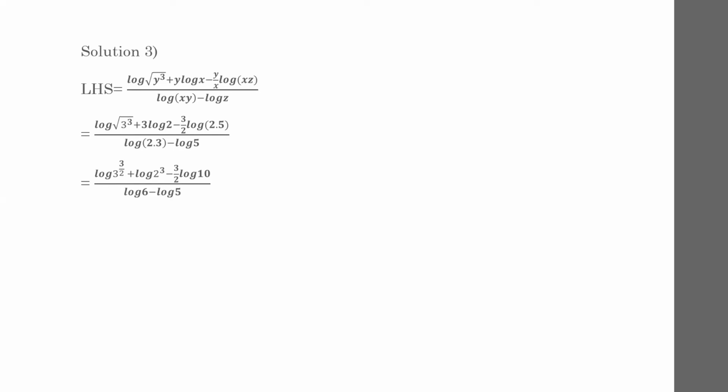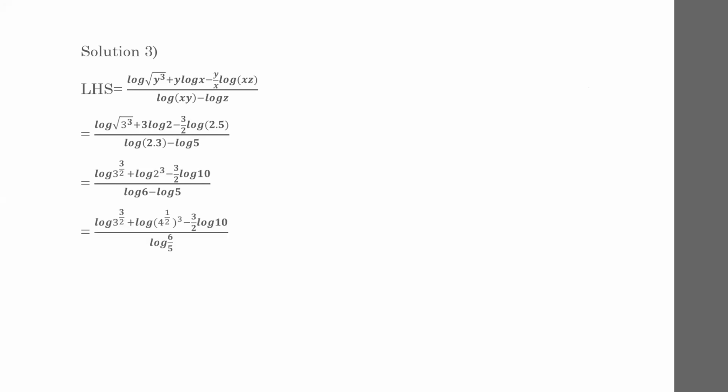So from that, log 3 to the power 3 by 2 plus log 2 to the power 3, as according to the formula of r log a based m is equals to log a based m to the power r, minus 3 by 2 log 10. 5 into 2 is 10, so 10. And in the new denominator, log 2 into 3, that was log 6 minus log 5.